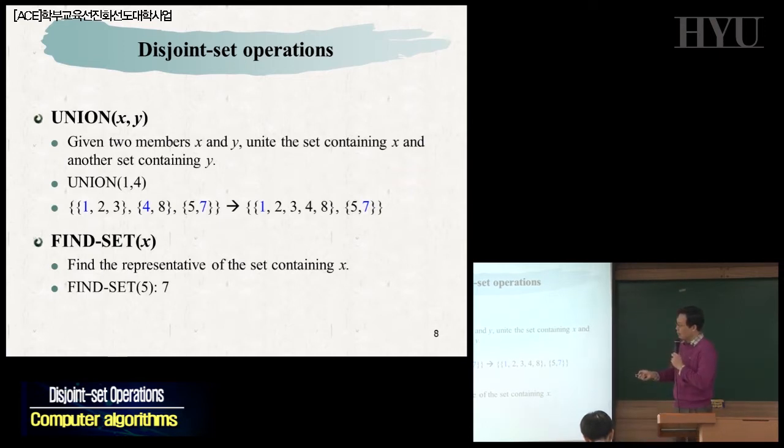And finally, find the set of x. Find the set of x is like this. Find the representative of the set containing x. So this operation, find the set of 5, is first find the set including 5, and then return the representative member of the set. So we return 7.